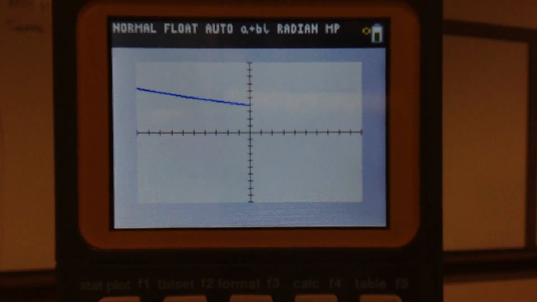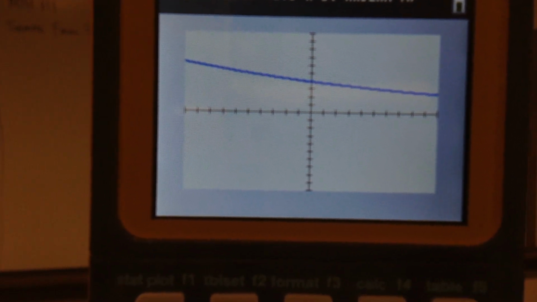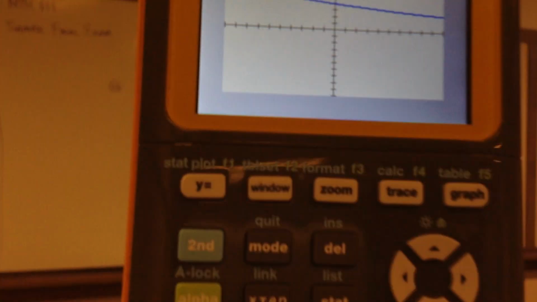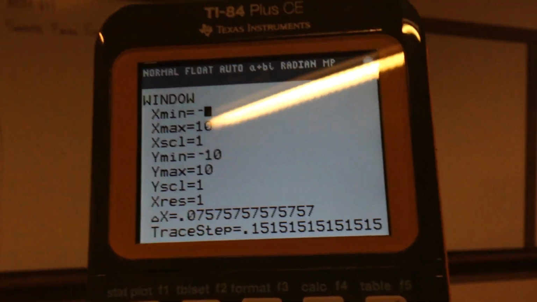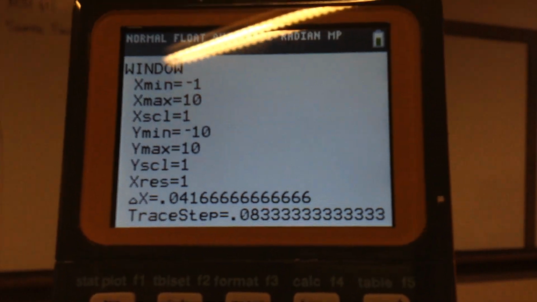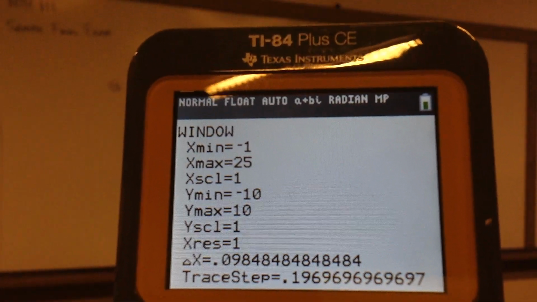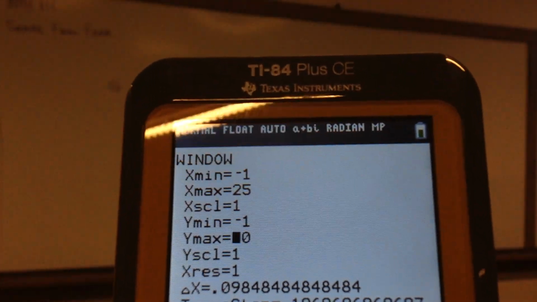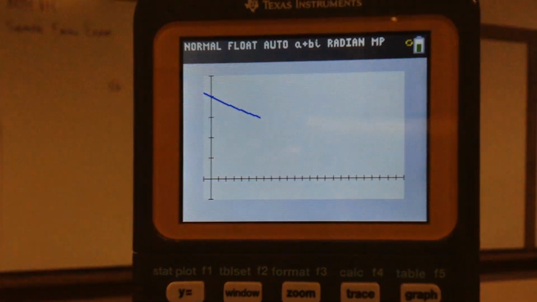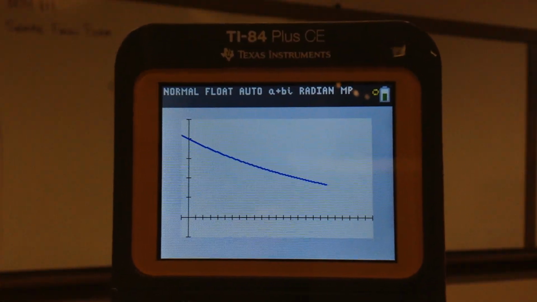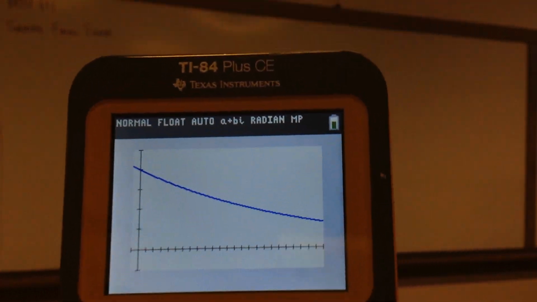Now I'm still in the standard window. This problem happens to be pretty good in the standard window. We can see a lot of the graph. I'm going to change this window a little bit. I'm going to make my x minimum negative 1. I'm going to go out past 10. Let's say I'll go to 25 or so. And then the y minimum, I'll make negative 1, and I'll make the y maximum 5. Because our graph actually starts at 4. So that shows us a lot more of the graph. That's a little bit better picture. Okay, so that's what I'm going to work with there.